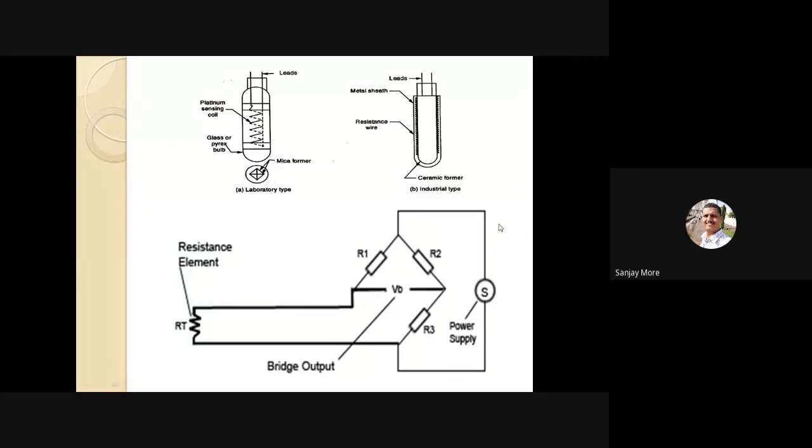Here, resistance temperature detector RTD. See the diagram. R1, R2, and R3. Three different resistors are used. And here, resistance element, meaning this laboratory type or industrial type, is connected to detect the temperature and measure the actual temperature flow in the circuit.